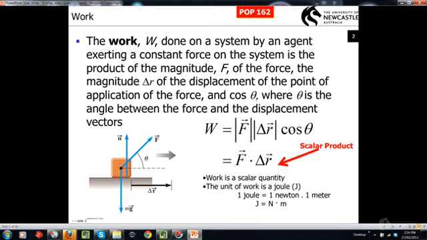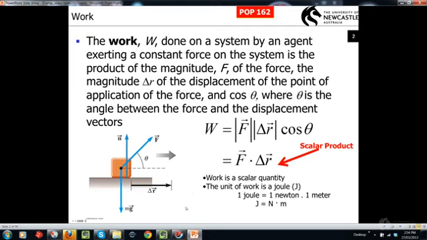This work, equal to force times displacement times cosine of the angle, is a scalar product. That means that the result of this calculation does not have a direction associated with it, only a magnitude. It can also be written as something known as a scalar product, and we will deal with what a scalar product is in this series of video lectures.